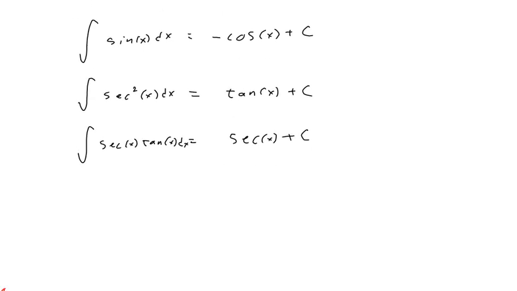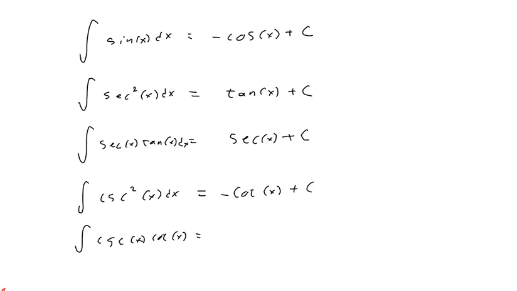Let me do another one here. Let's go cosecant squared of x dx. That's going to be the cotangent. And in fact, it's going to have to be the negative cotangent of x plus c. And the integral of cosecant of x cotangent of x is the negative cosecant of x plus c.